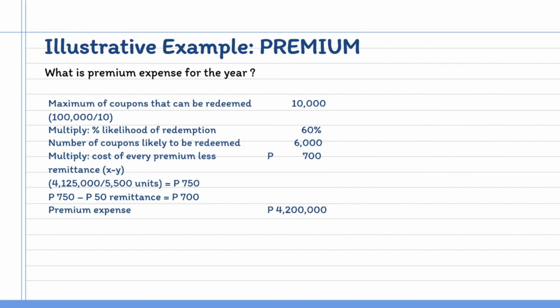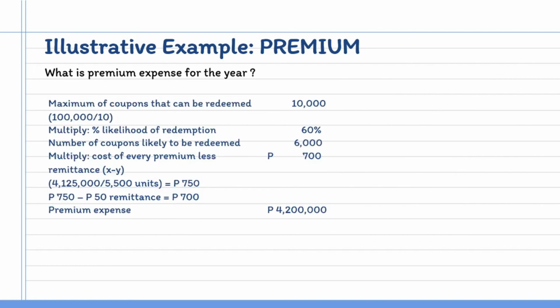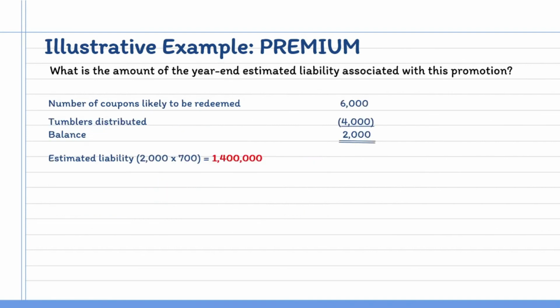Then, yung 6,000, i-multiply natin sa cost ng every premium less yung cash remittance. Para makompute natin yung cost ng every premium, i-divide natin yung 4,125,000 na total amount ng biniling premium sa 5,500 na units, which is equal to 750 pesos, minus yung 50 pesos na cash remittance, total of 700. So, 6,000 multiplied by 700, that is 4,200,000 pesos. That will be the premium expense.